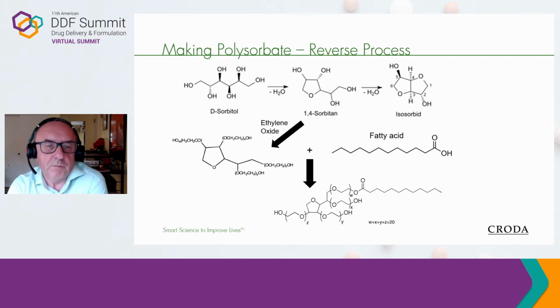There is, however, a reverse process in which essentially the sorbitol is dehydrated and then ethoxylated. It is then finally esterified to make the polysorbate, and hence this is referred to as the reverse process. And some manufacturers do use this as their way of making polysorbates.